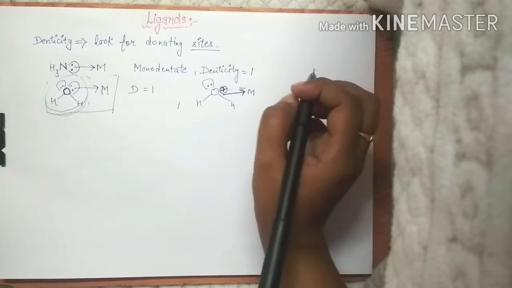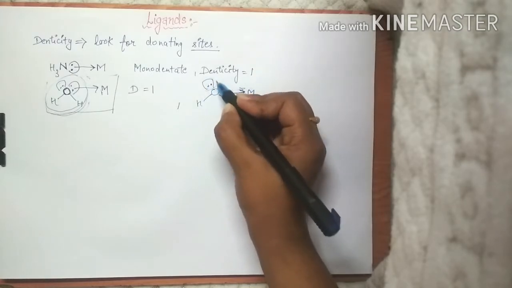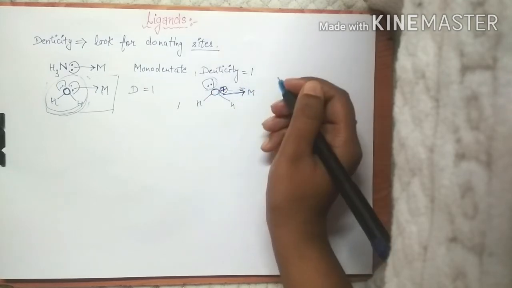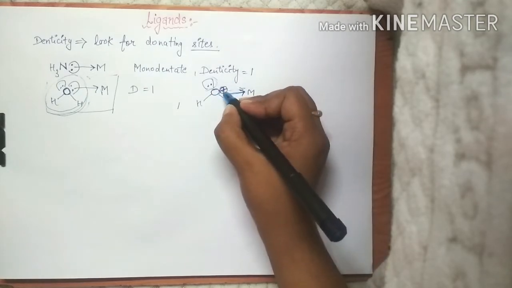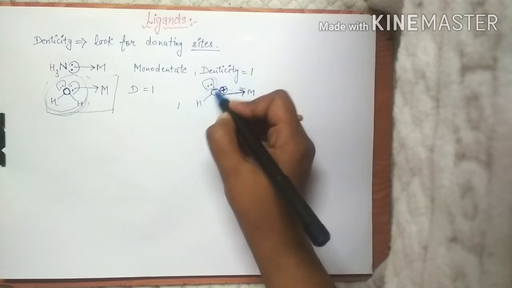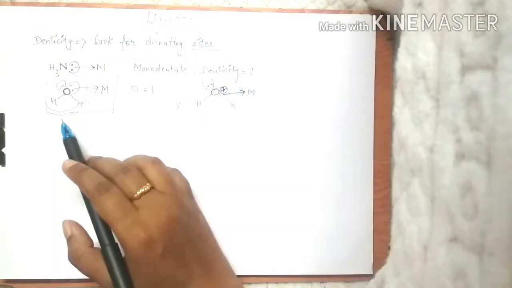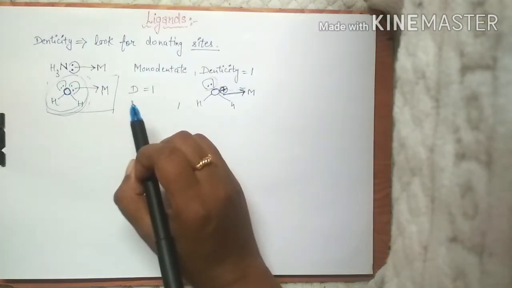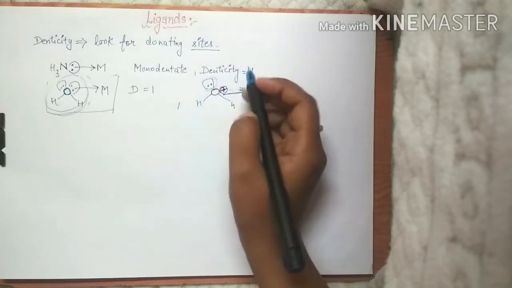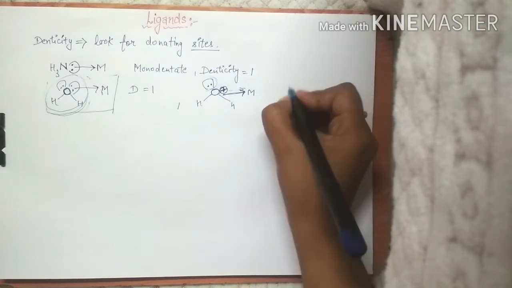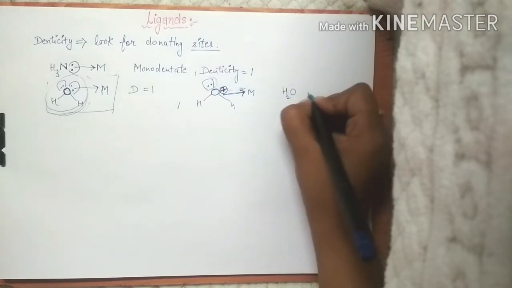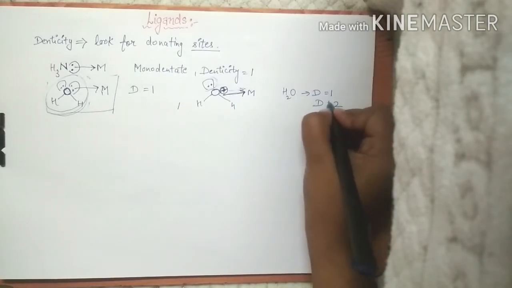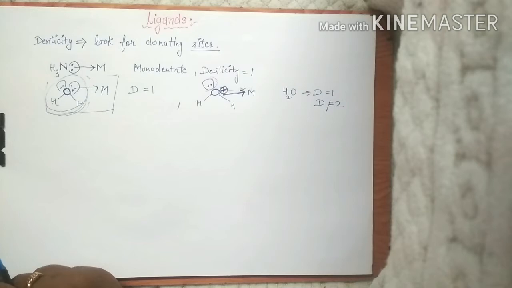There is no way by which it is going to donate its second lone pair, because oxygen is already electronegative, and on an electronegative element you would have a positive charge. So even though oxygen has two lone pairs, it is not going to donate both of them due to the electronegative nature of oxygen. So for water acting as a ligand, denticity is always equal to 1 and not 2. This was one important aspect.